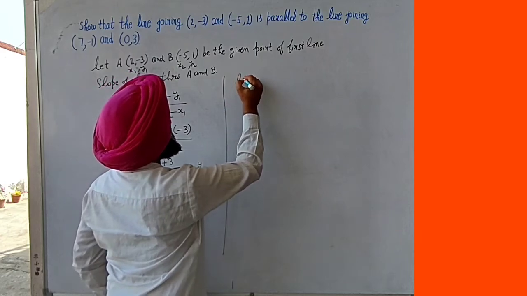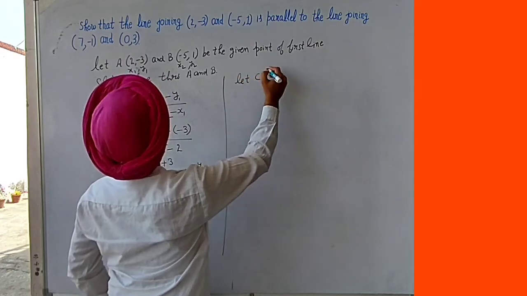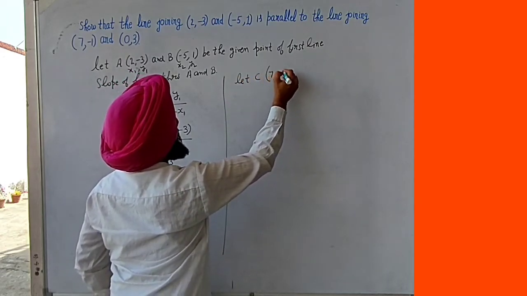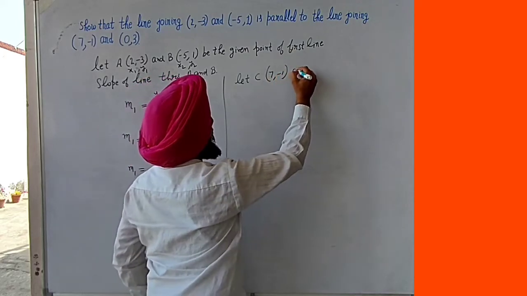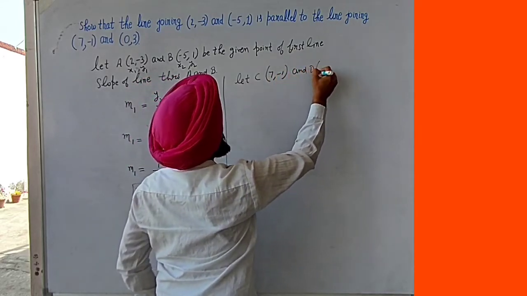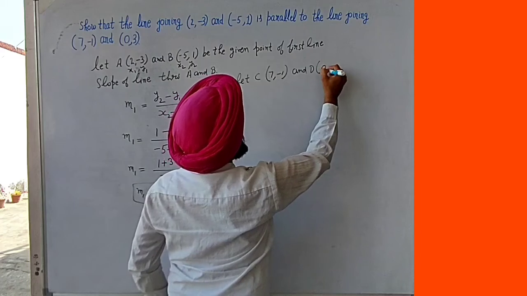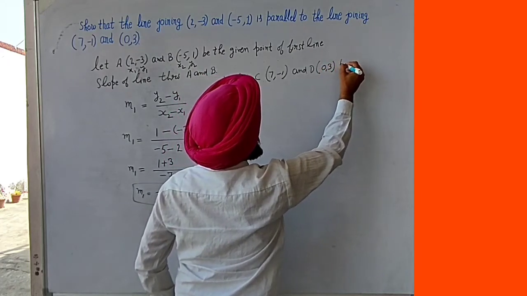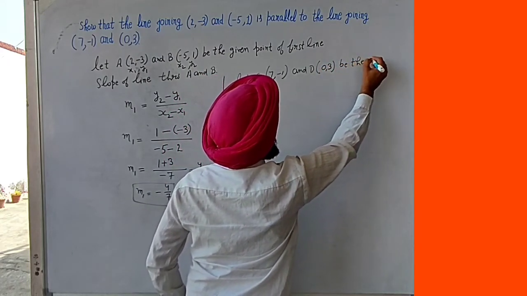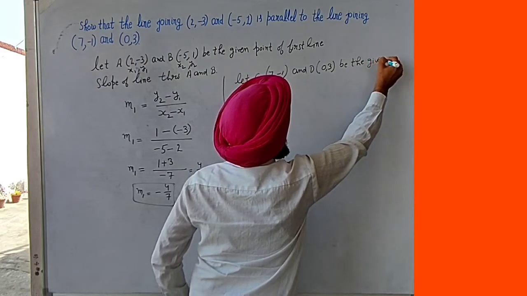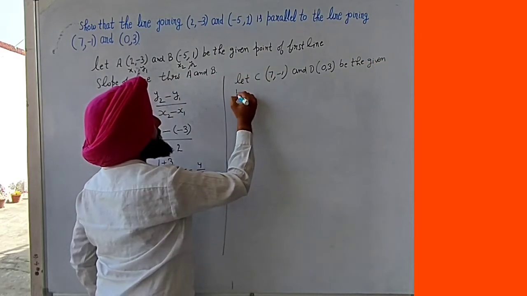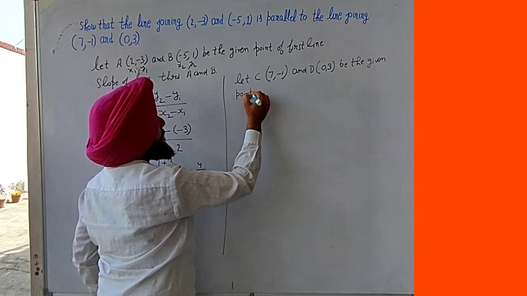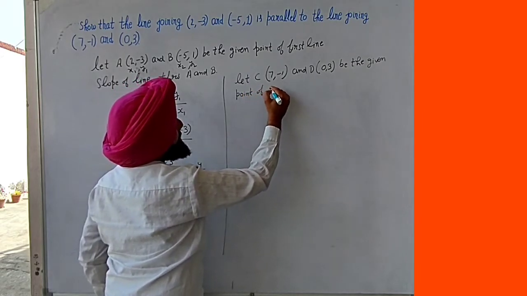So let C (7, -1) and D (0, 3) be the given points of the second line.